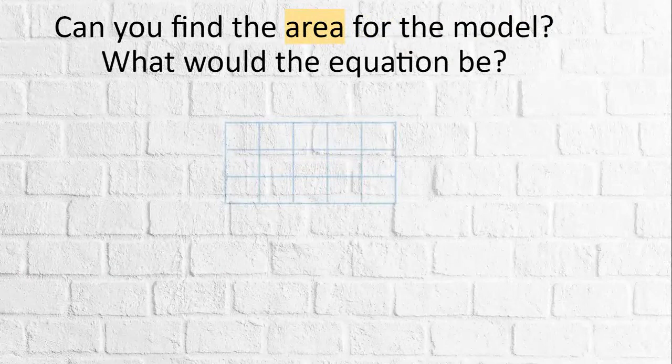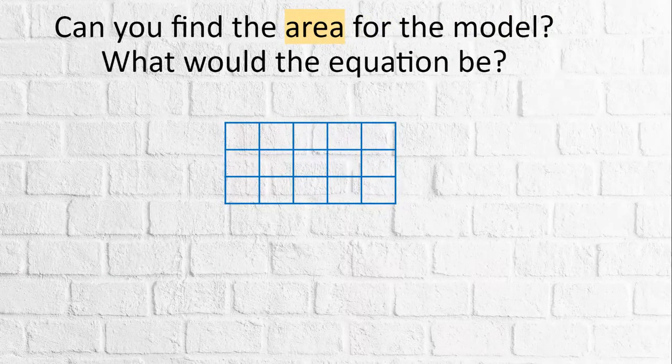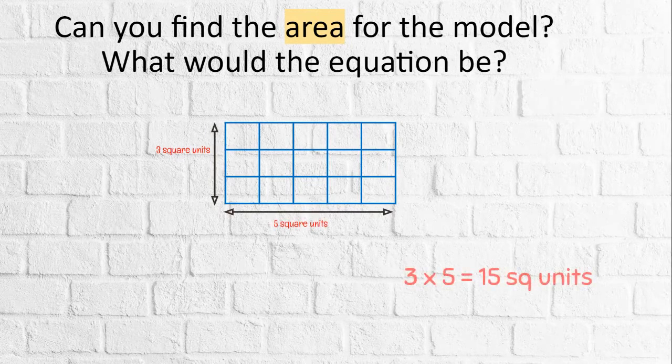Can you find the area for the model? What would the equation be? Take just a few seconds to look over the shape and think about what the equation would be. What would the area for this shape be? All right, let's continue. You can pause it if you need a little bit more time. So this shape has a length of 3 square units and a width of 5 square units. 3 times 5 equals 15, so the area of this shape is 15 square units.